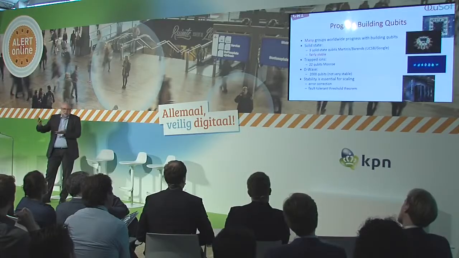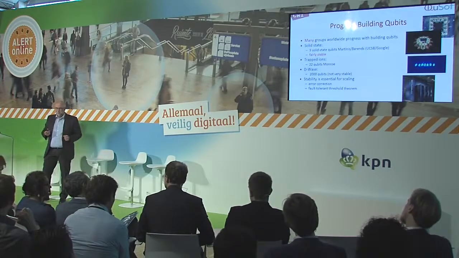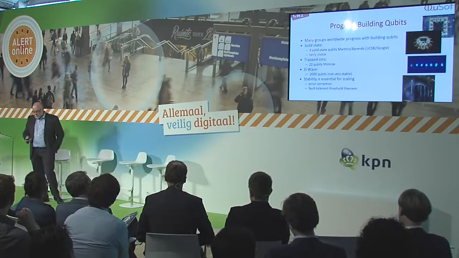D-Wave claims to have 2,000 qubits. Hopefully in the discussion we can talk a little bit about that. And actually we really need stable qubits, so the D-Wave qubits seem to be not very stable. We need stable qubits because if we have them stable enough, then we can do something called fault-tolerant computation, and we can keep them stable by doing computation on them. So it's kind of counterintuitive, but very beautiful.